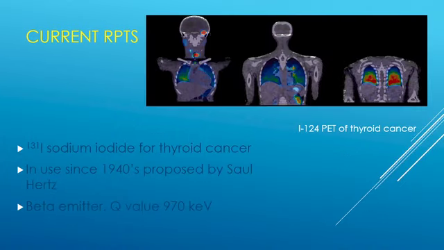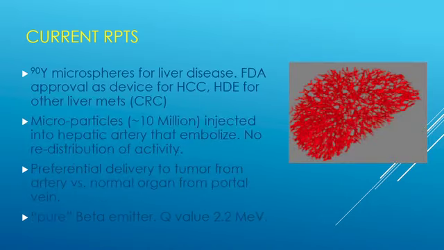All right, an oldie but a goodie, I-131 sodium iodide for thyroid cancer. That one's been around since the 1940s when it was first proposed by Saul Hertz. It's also a beta emitter. It also does not need a binding agent or a ligand. Iodine is naturally taken up in the thyroid and in thyroid cancer.